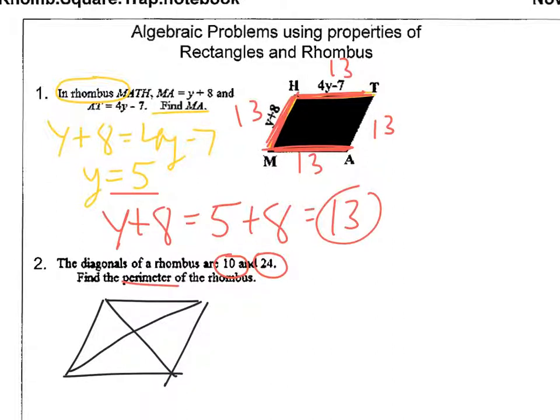Now, the only way we're going to find perimeter is if we find the value of the length of this side. If we find the value of the length of that side, we'll know all the other sides, and we'll be able to find the perimeter. Well, let's take out what they gave us.